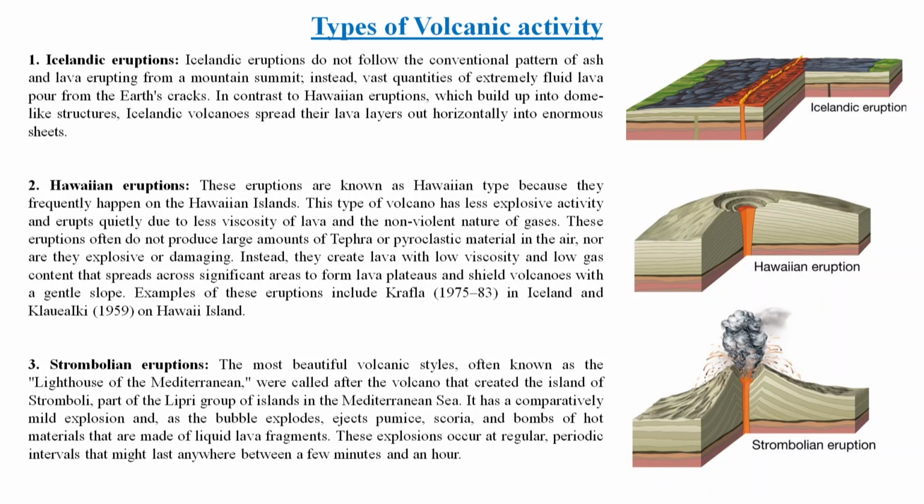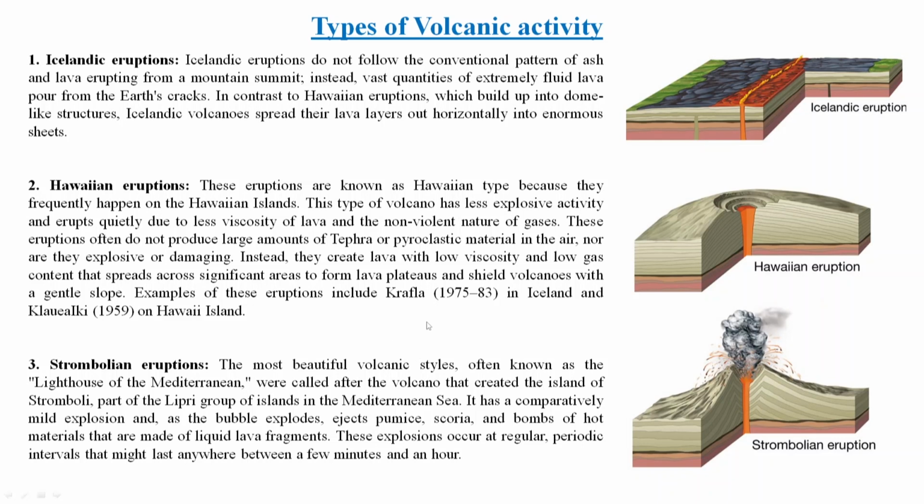Hawaiian eruptions are known because they happen pretty frequently, they are very active, and this type of volcano has less explosive activity and erupts quietly due to the very low viscosity of the lava and the non-violent nature of the gases present in it. Then you have the Strombolian eruptions, among the most beautiful volcanic styles, often known as the lighthouse of the Mediterranean, because there are a series of volcanoes along the Mediterranean Sea called after the volcano that created the island of Stromboli in the Mediterranean Sea.